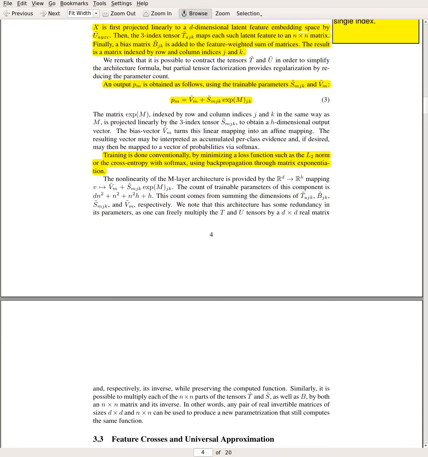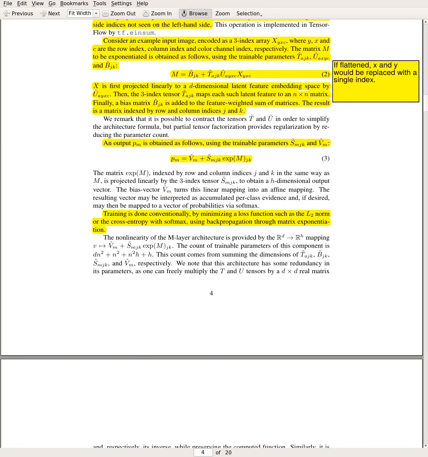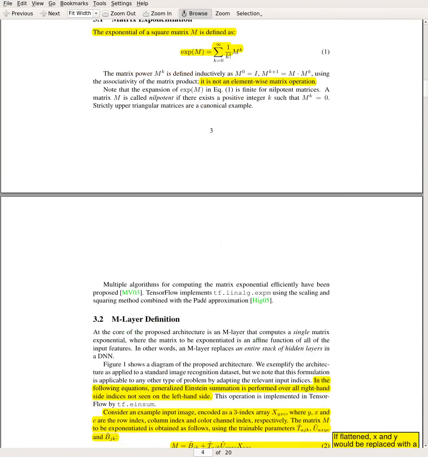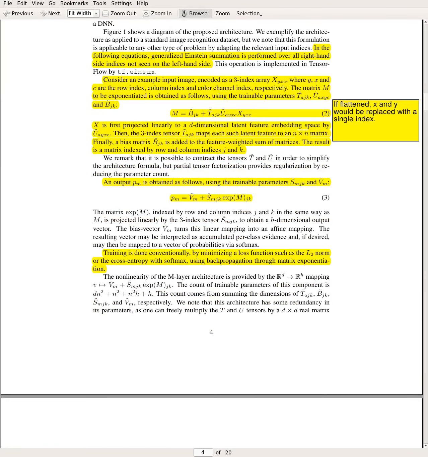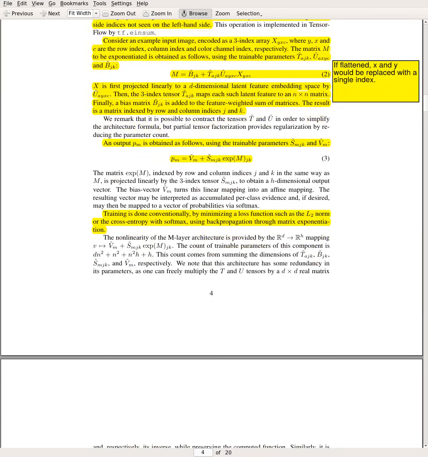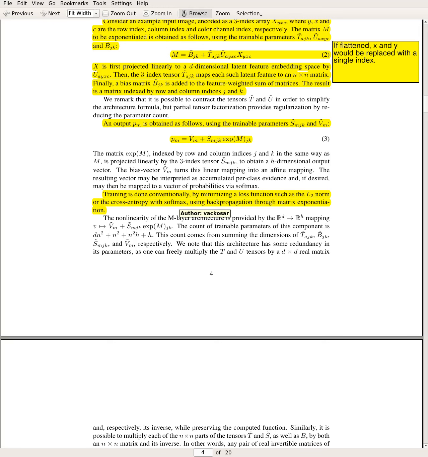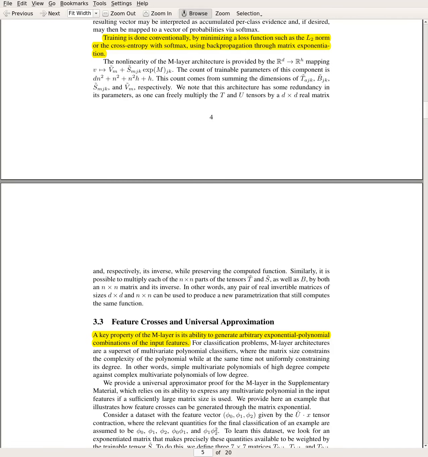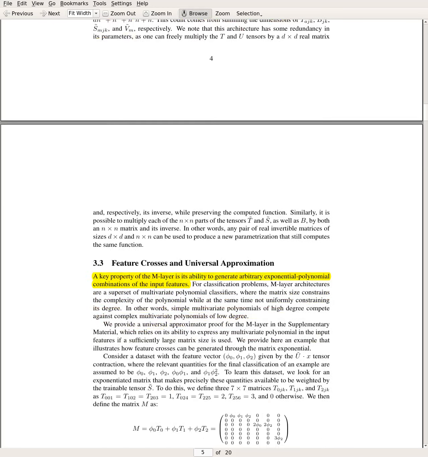And then the output is that we take this M, we apply an exponential function on it, a function that was described here as this summation of the powers of M, and we do another matrix multiplication and another bias. It's trained conventionally, minimizing loss functions such as L2 or cross-entropy with softmax, using backpropagation through matrix exponentiation.